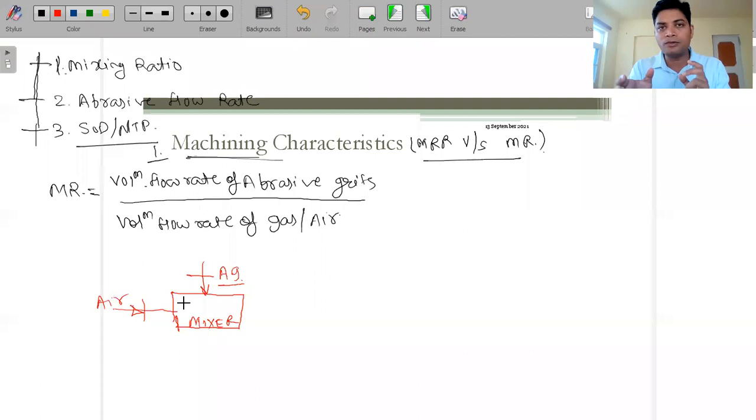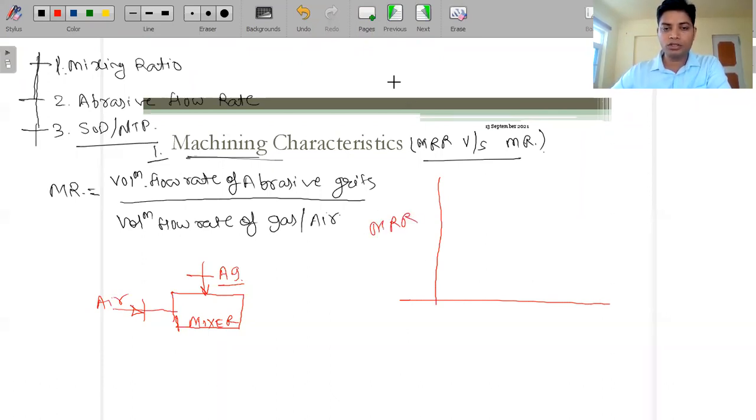They then impinge over the workpiece surface. The nozzle is used to increase the velocity in case it is needed. Otherwise we just keep the velocity that is maintained by the air. This pressure energy is converted into kinetic energy, and these high velocity abrasive particles impinge over the workpiece surface and remove the material. Now, talking about the graph, how the material removal rate will change: this is the material removal rate, and this is the mixing ratio. So this is the y-axis and this is the x-axis.